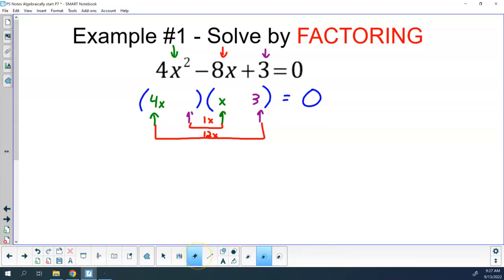So let's spin this around. Let's go 3 and 1. Now I've got 3x here in the middle, and I've got 4x on the outside. Can I get a combination to get 8x out of those 2? Uh-oh. Now I've got to go back and change this one.